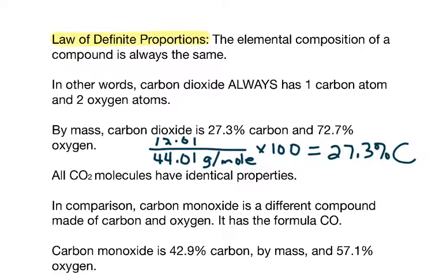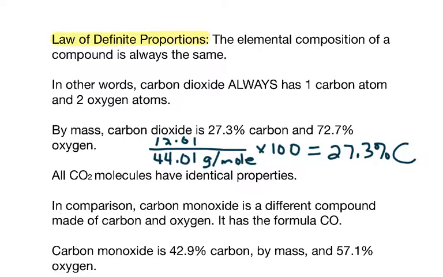So again, because the formulas have consistency through the law of definite proportions, there's a consistency in terms of the mass percent of each element that makes up that compound. And because all molecules of a specific compound are identical, because they have that definite proportion, those molecules have identical properties as well. CO2 molecules should all have very similar properties in terms of boiling point, freezing point, molar mass, those types of things, right? Their properties should be identical.